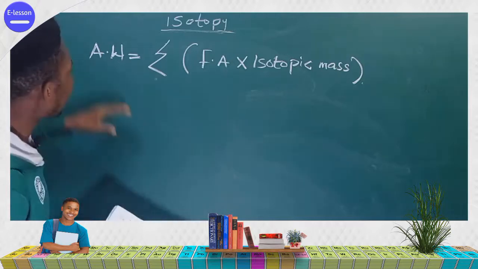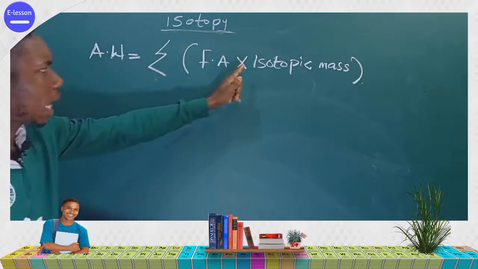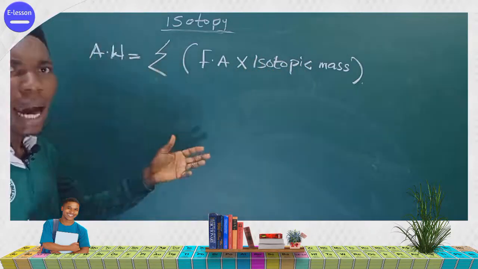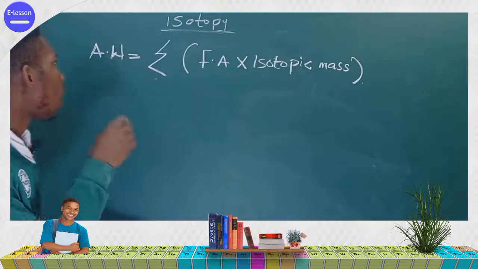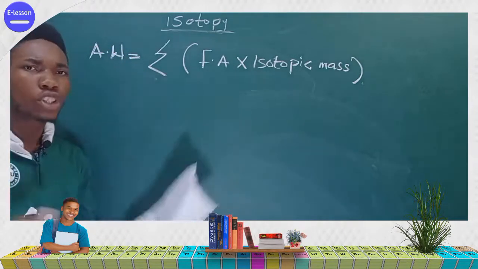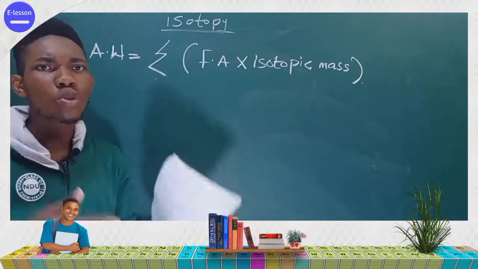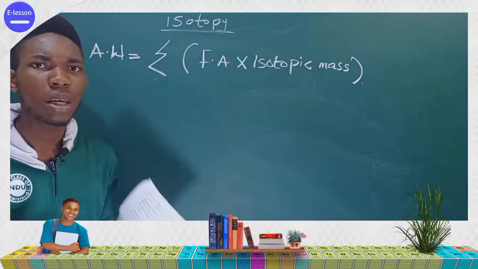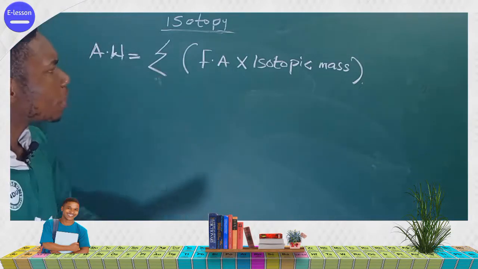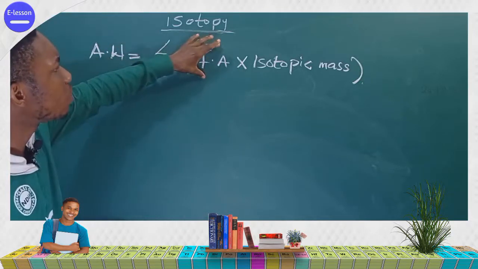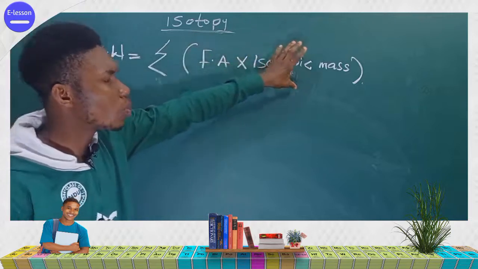So for you to get the atomic weight, you must get the fractional abundance of each isotope times the isotopic mass, then you add them together. We said that the atomic weight is the contribution. That means when you add all the isotopes, the contribution that all the isotopes make together gives you the atomic weight. That is the meaning of this summation. So the contribution made by each isotope to the atomic weight is given by the fractional abundance times isotopic mass.